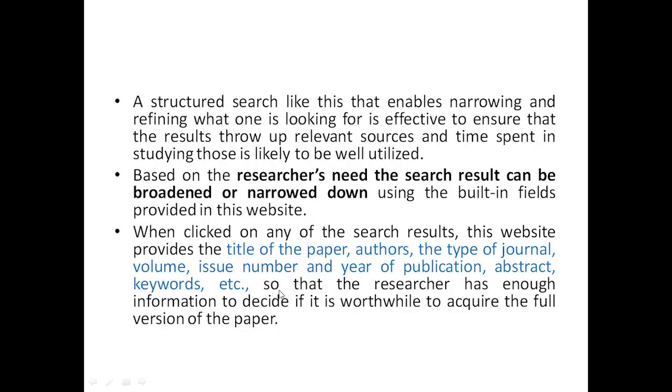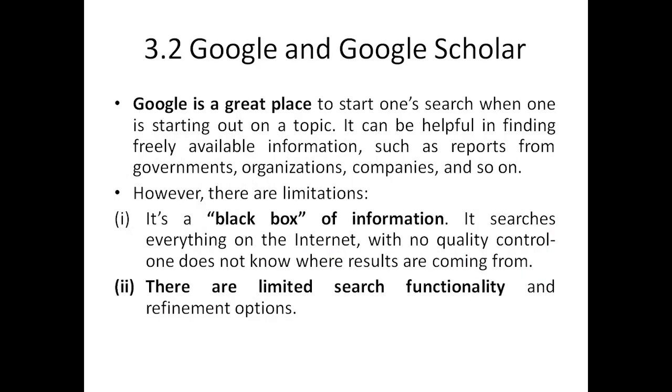So once you get all this information, title of the paper, authors, type of the journal, volume, issue number, year of the publication, abstract, keywords, you will come to know. While reading the title only, you will have some idea. While reading the abstract only, you will come to know whether that particular paper is helpful for me or not. Next, we are having Google and Google Scholar.